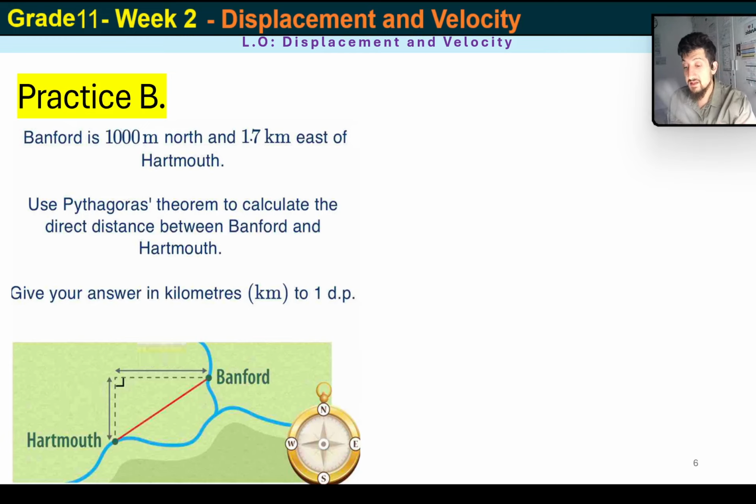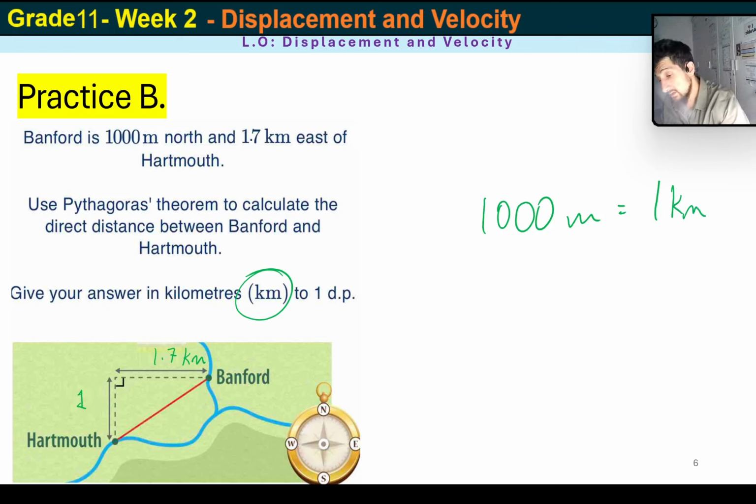Anyway, so Banford is 1,000 meters north, and then we've got Hartmouth, which is 1.7 kilometers to the east. So the first thing, very good practice, is just to label the diagram. That just makes so much sense to me. So 1,000 meters and 1.7 kilometers. Now the next thing I need to make sure I understand fully is that they want the answer in kilometers, which means I want to change this 1,000 meters and make it 1 kilometer. Why 1 kilometer? Because remember, 1,000 meters equals 1 kilometer.